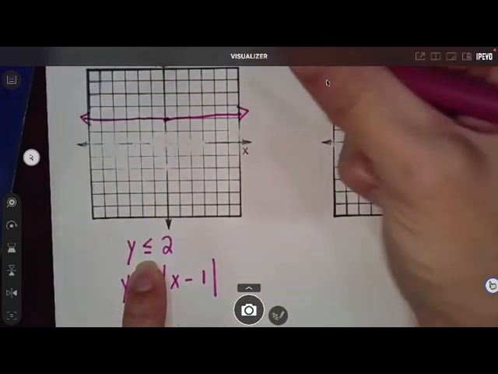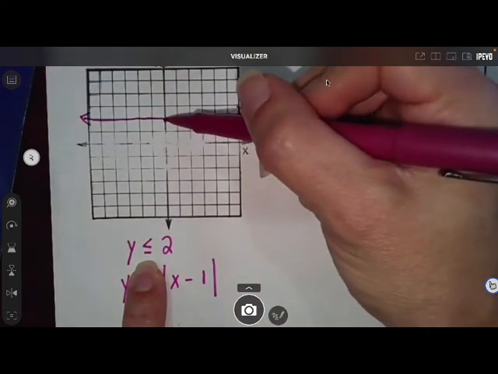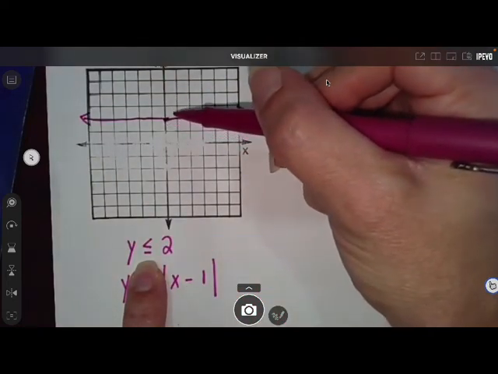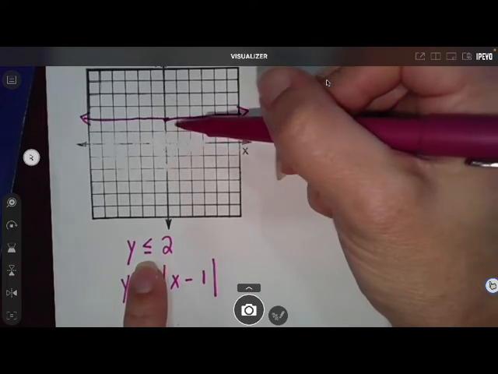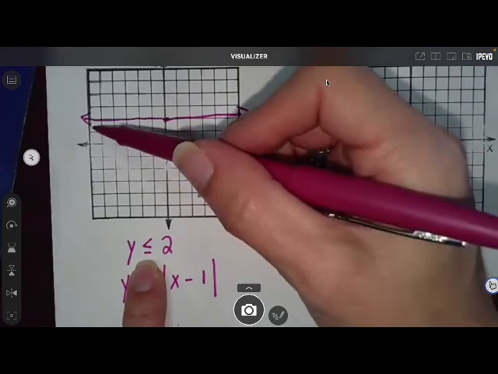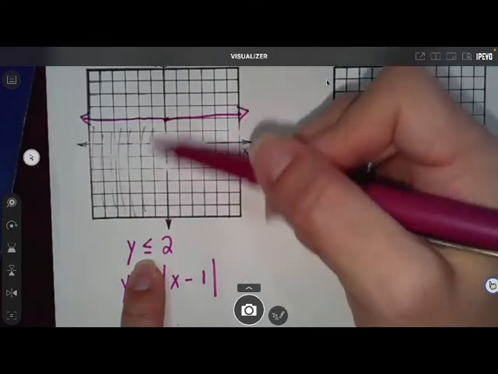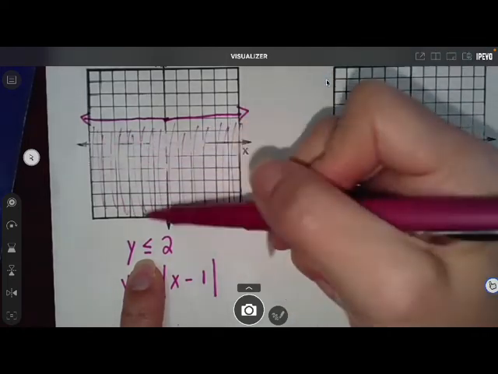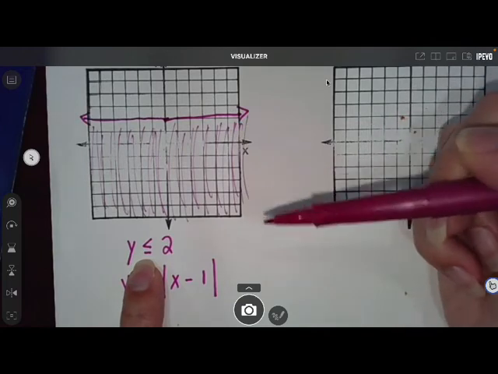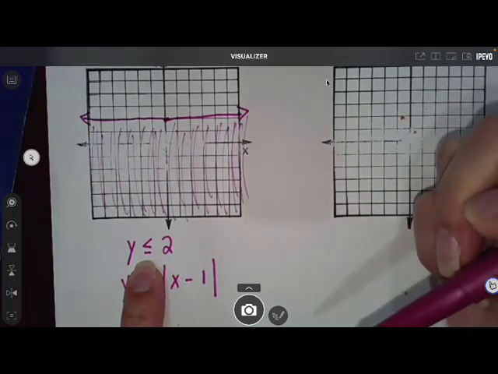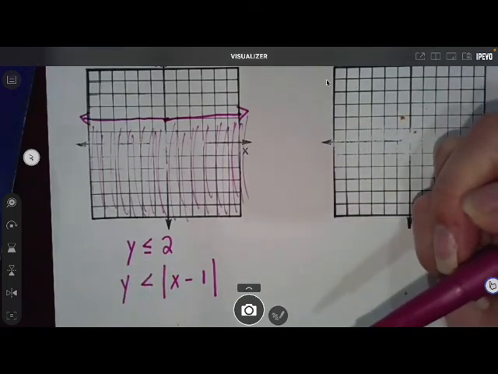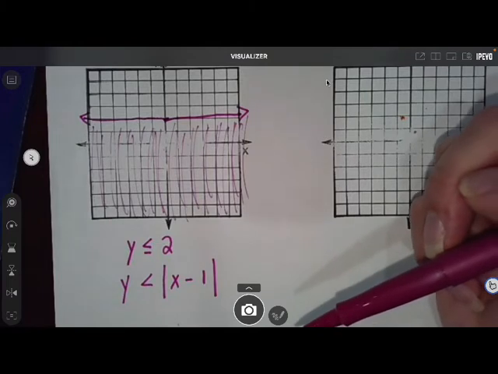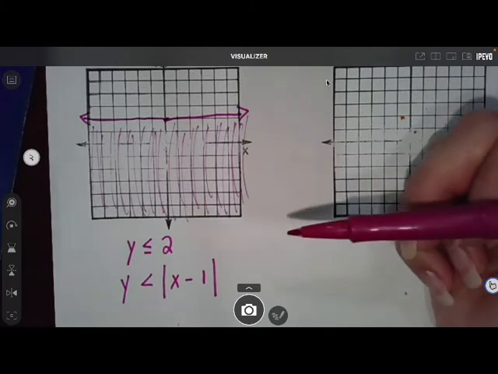Now, do I shade above or below it? It says less than. So I'm going to shade below it. Wait, I thought you would make that line go up and down. No, that's if it says x. Okay, that's a vertical line for x and it's a horizontal line for y. Okay, there's my first one.